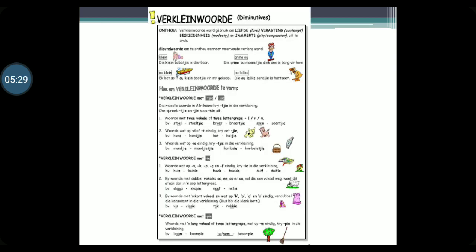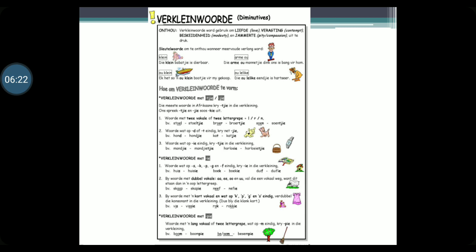Then for kleinwoorde or diminutives, now we're going to look just here in the middle. So for example, when you add a tjie or a jie, T-J-I-E or J-I-E. And then we have three rules. When there are two different vowels in the middle of the word, for example, stoel changes to stoeltjie. Or when we have a word that ends with a D or a T, it gets a J-I-E to make it a diminutive. And then the last one is when it ends on an I-E. You just add a T-J-I-E. Okay, so for example, myntjie, horlosiekie.